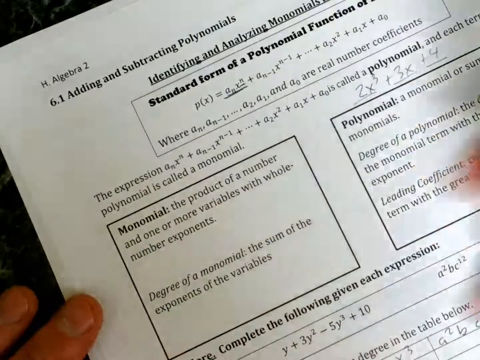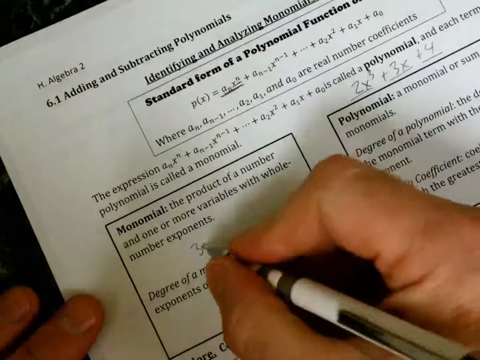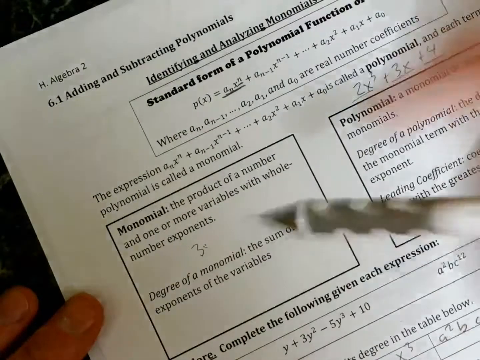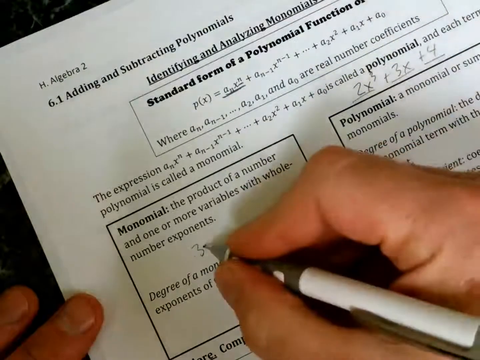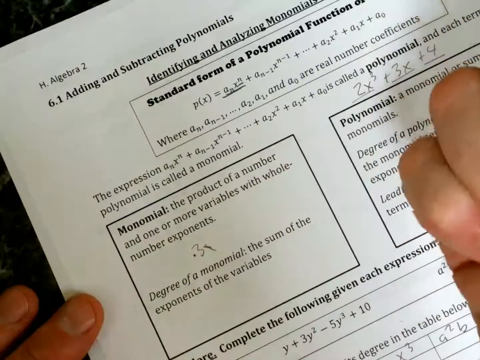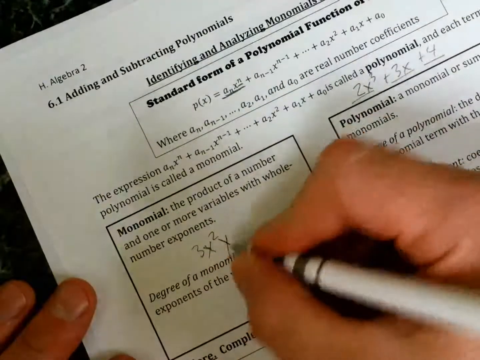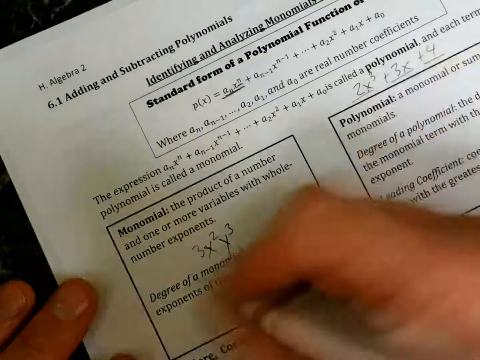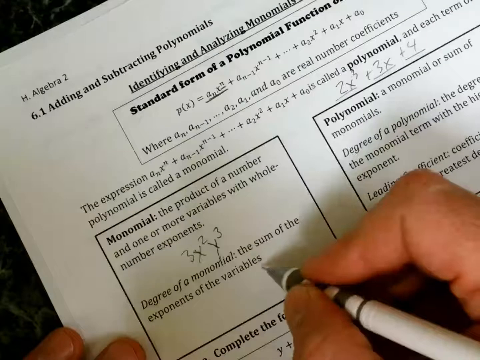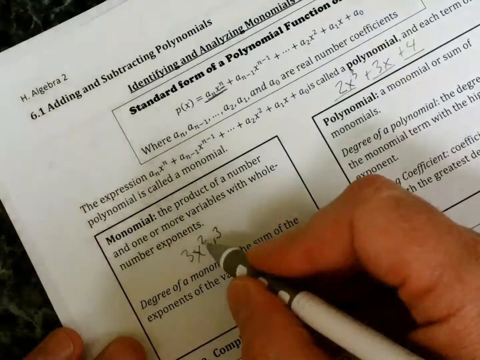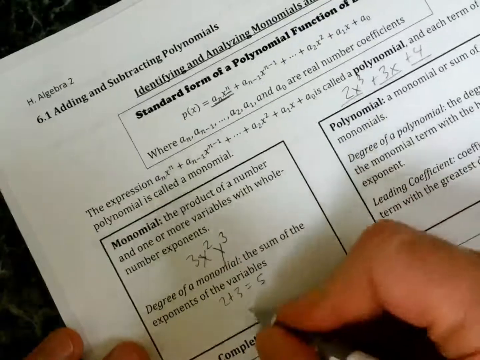A monomial is the product of a number and one or more variables with whole number exponents. I'll give you an example. I could have a number, and a variable like x, and that x can be raised to, say, the second power, and I could have a y raised to the third power. That would be a monomial. There are no plus signs, no minus signs, and the degree of this is the sum of the exponents. So in this case, 2 plus 3 equals a fifth degree.